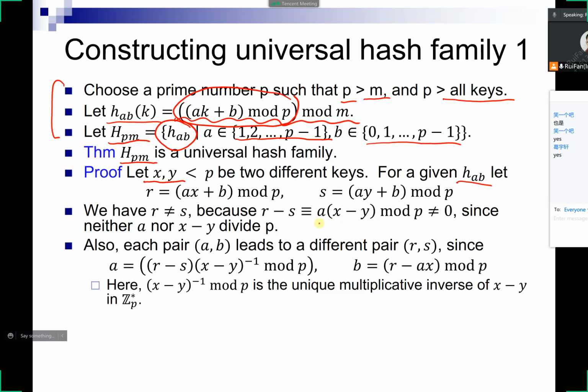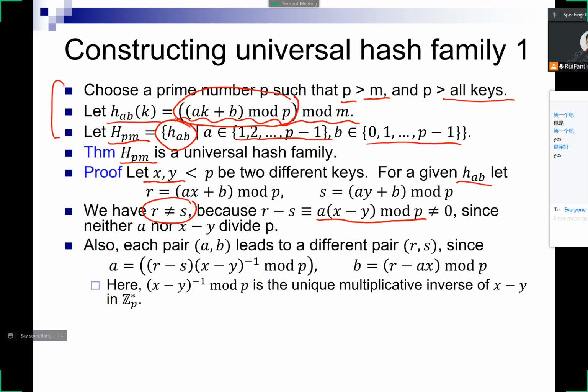And this value here is going to be non-zero, because a is less than p, and x minus y is also less than p. And because p is a prime number, the product of a and (x minus y) is not going to be divisible by p. Therefore, a times (x minus y) modulo p is non-zero. All right, so that's one fact: r is not equal to s.